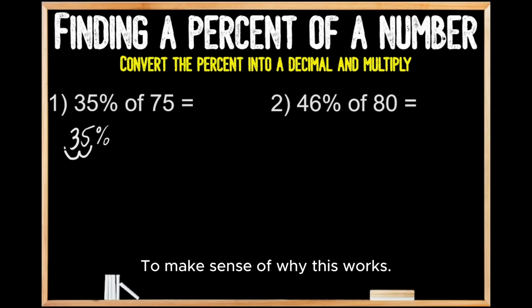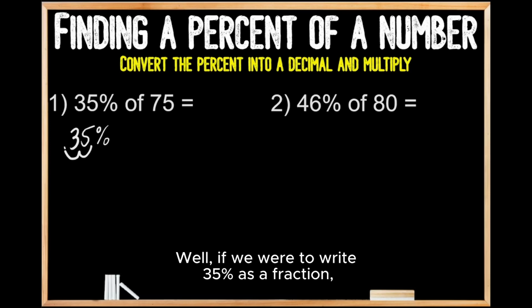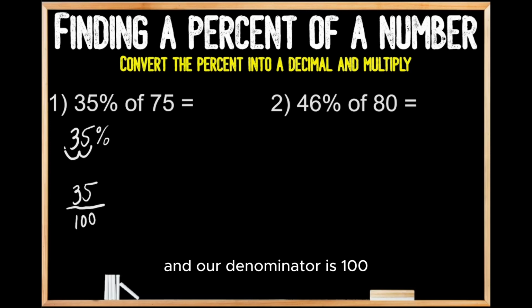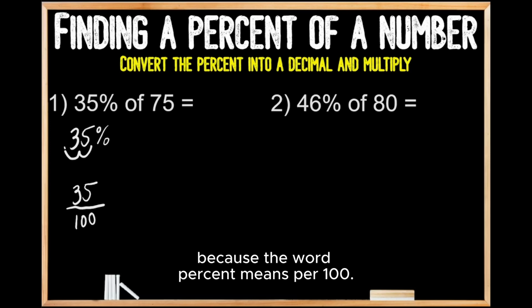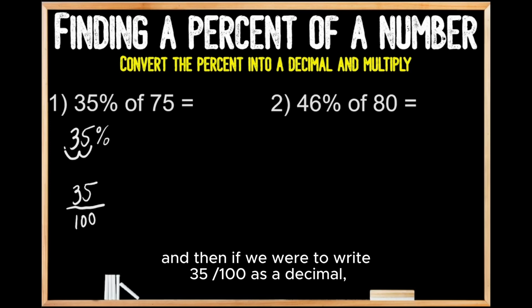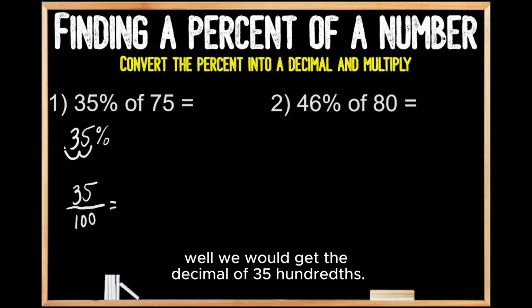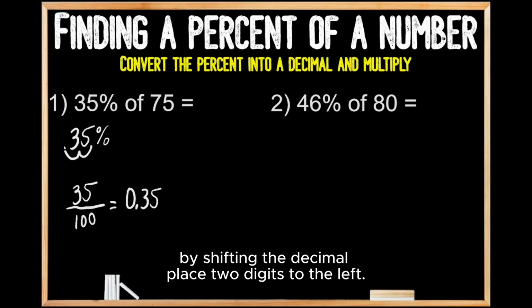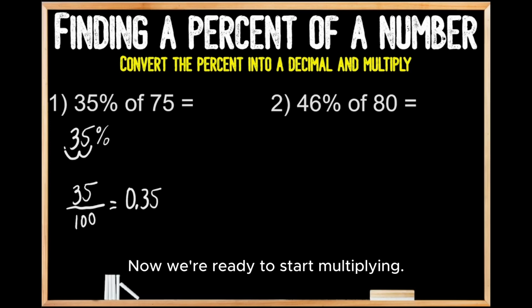To make sense of why this works, well, if we were to write 35% as a fraction, we would write a fraction where our numerator is 35 and our denominator is 100, because the word percent means per 100. So for every 100, there's 35. And then if we were to write 35 hundredths as a decimal, well, we would get the decimal of 35 hundredths, just like we got when we divided our 35% by 100 by shifting the decimal place 2 digits to the left. Now we're ready to start multiplying.